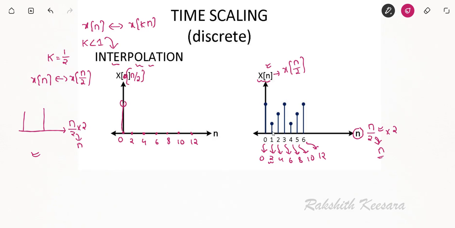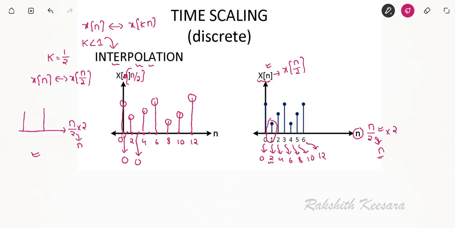N equal to 2 corresponds to this sample. Similarly, you can map the other samples too. Now, for n equal to 1, there is no sample here, so the answer will be 0. For n equal to 3, there will be no sample, so it will be 0. Similarly, for n equal to 5, this will be 0.